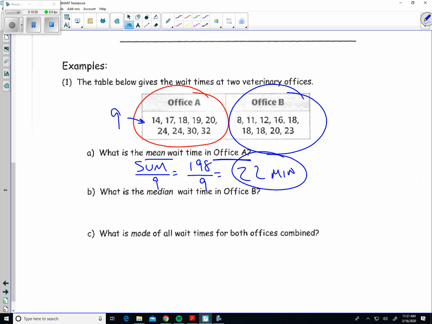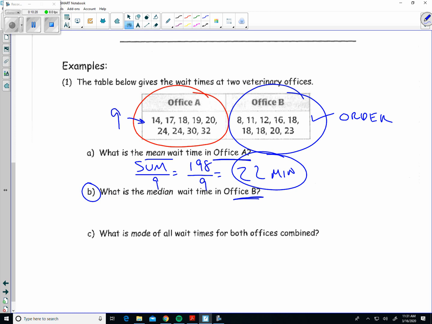If we now go over to Office B for question B, it says, what's the median wait time in the office? Well, if you look at it, they are in order: 8, 11, 12, 16, 18, 18, 18, 20, 23 are already put in order. And it's nice when they're put in order. And of course, the order is from smallest to largest.